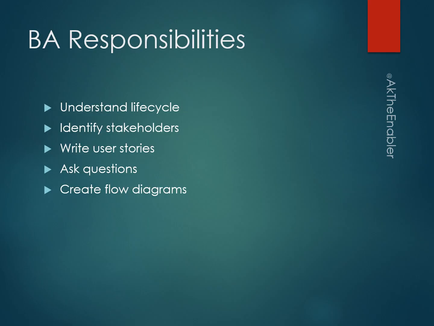Okay. Then the BA responsibility. While doing all these things to make this system, the BAs have their responsibilities. They need to understand the life cycles, so accordingly they can design the system. They need to identify the stakeholders, so who all are going to be involved in this, or those who have an interest. We need to understand that as well, because they are going to validate our system, they are our users, and we need to talk with them.